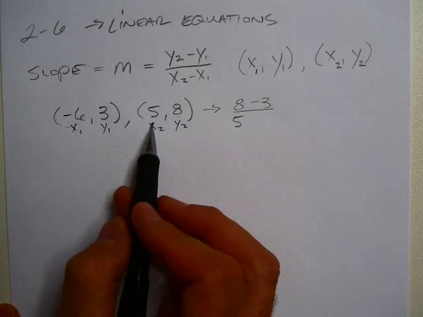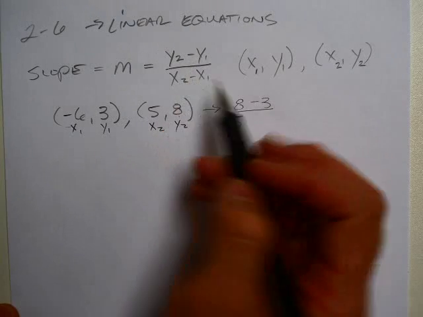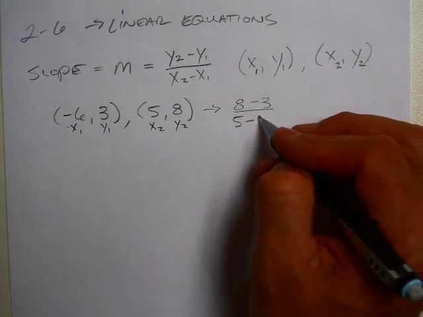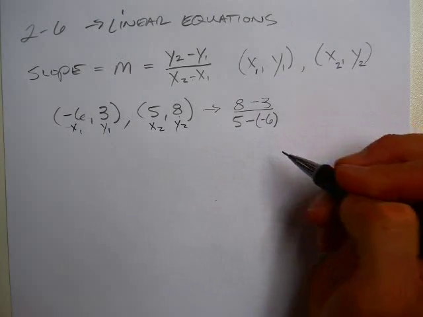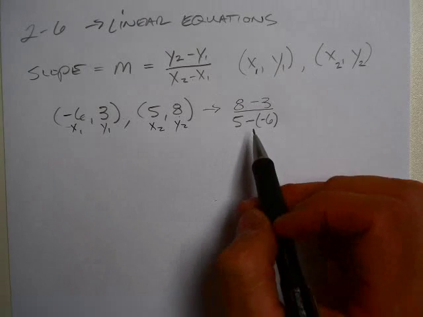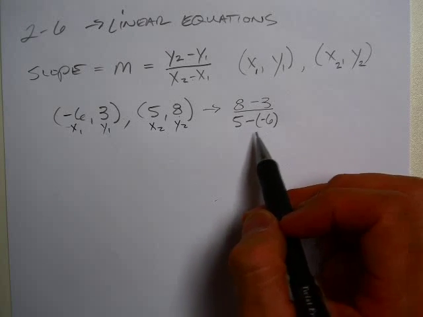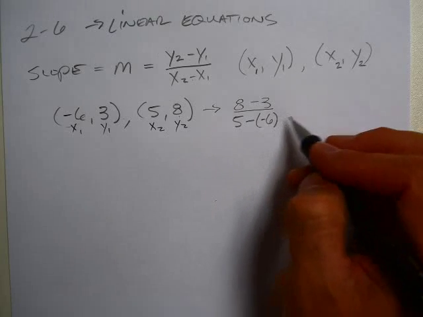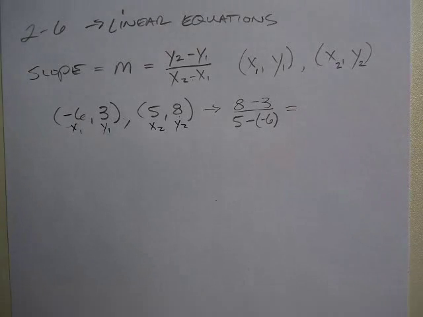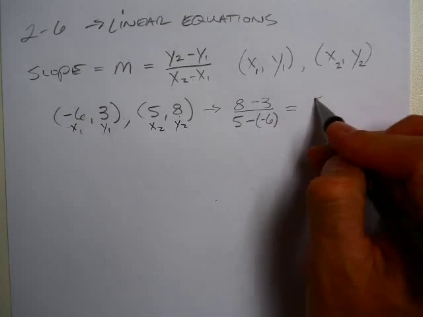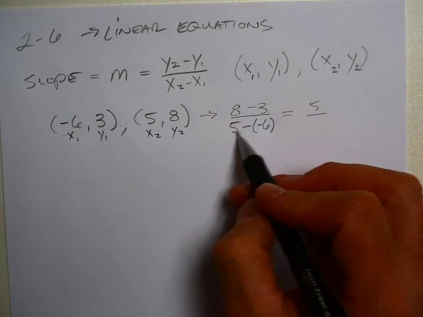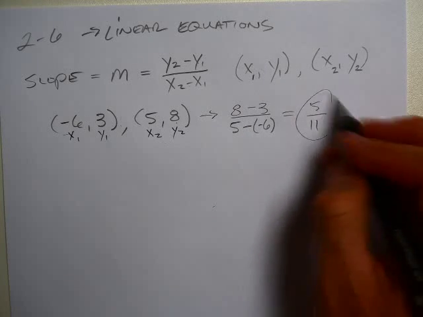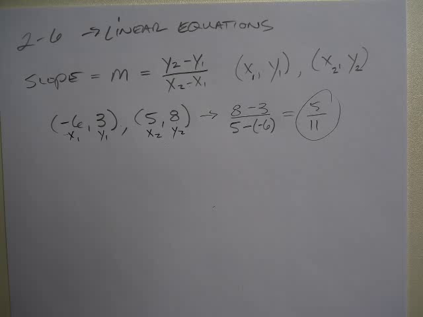Now I've got to be careful. In the formula there's a minus, but I'm putting in a negative. So what happens when I minus a negative? It becomes plus, right? So remember that the negative is in there. So this is going to be 8 minus 3 is 5. And 5 minus a negative 6 is going to be 5 plus 6, which is 11. And there's my slope, 5/11ths.